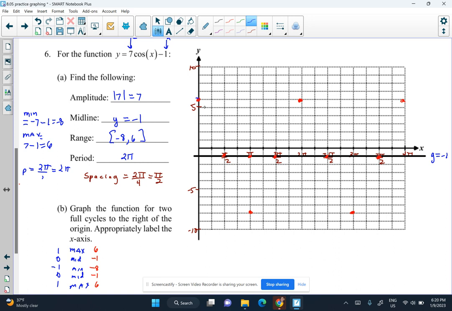And I'm going to graph in blue. It's hard to do vertically sometimes.